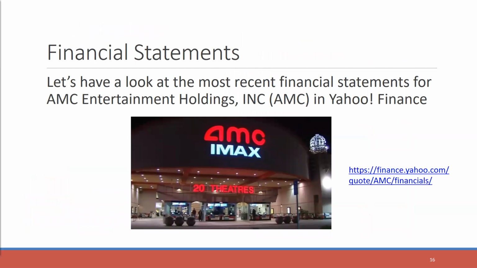If you have a moment, go ahead and take a look at a financial statement for a company you're probably familiar with, which is AMC.